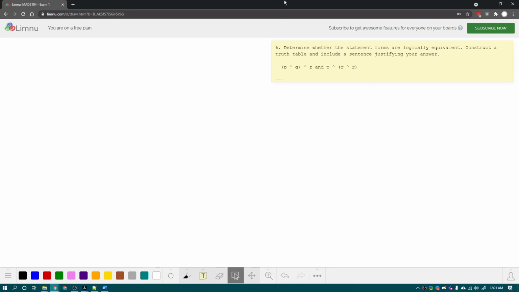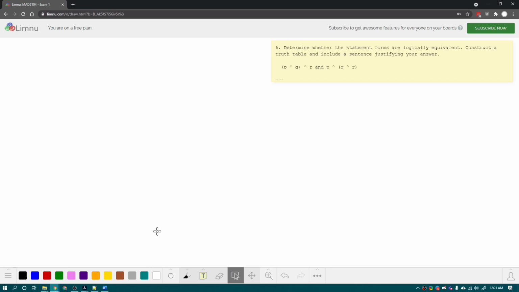Okay, guys, this is exam 1, question number 6. Determine whether the statement forms are logically equivalent. Construct a truth table and include a sentence justifying your answer. So the first expression is the quantity P and Q and R versus P and the quantity Q and R.